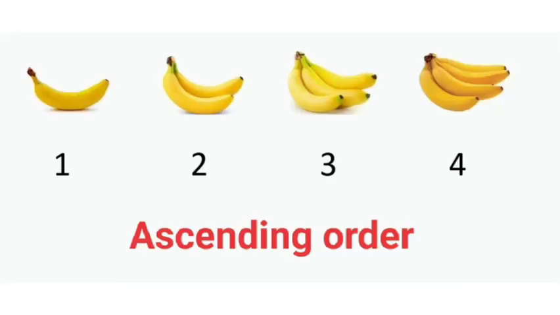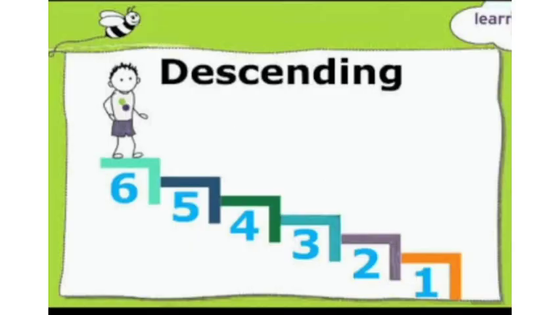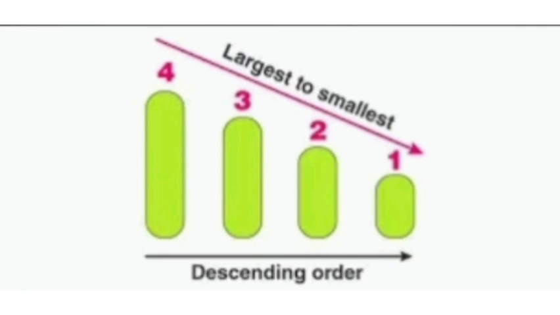Look at here. There are 1 banana, 2 bananas, 3 bananas and 4 bananas. It was increasing. So the numbers from smallest to biggest is the ascending order. Next we are going to see about descending order. Descending order is decreasing order. The numbers from biggest to smallest is a descending order.